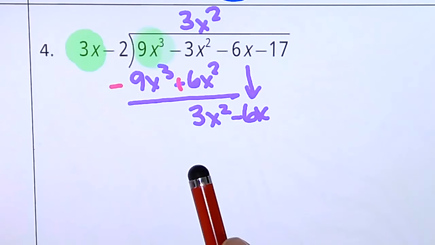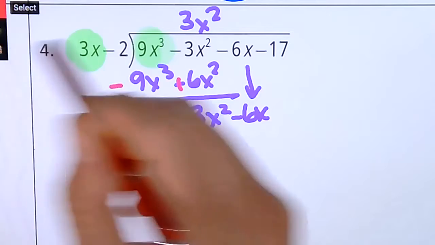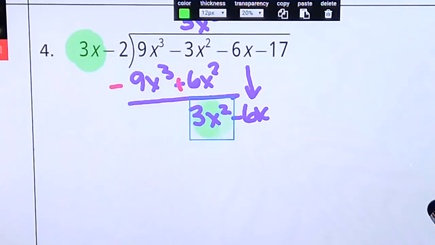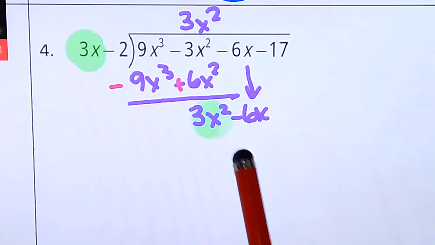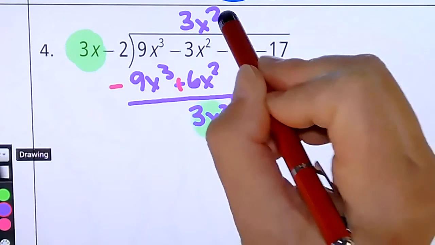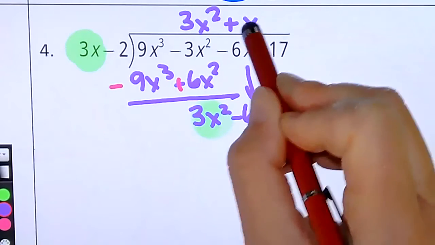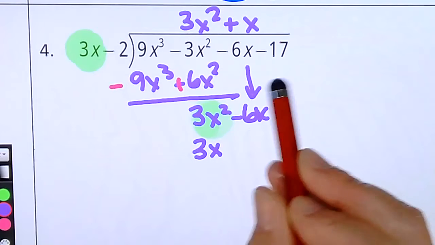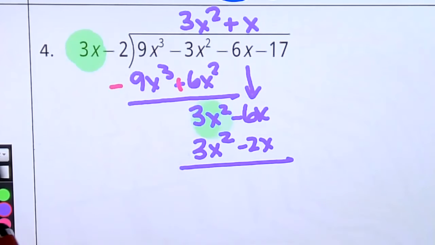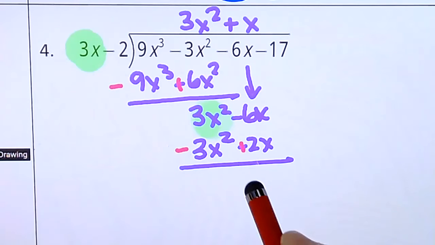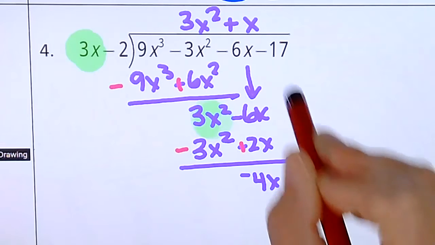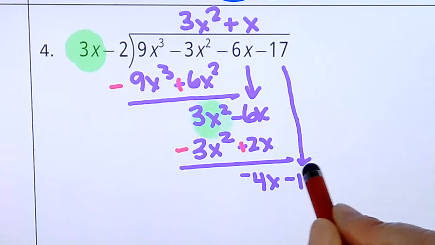So now I'm going to be focusing on this 3x squared, okay? So 3x times what gets me a 3x squared? And that is going to be a plus x. So x times 3x squared is x times 3x is 3x squared. X times a negative 2 is a negative 2x. And again, I'm going to subtract, so this becomes negative, this becomes positive. I'm going to end up getting a negative 4x. I'm going to bring this down, minus 17.